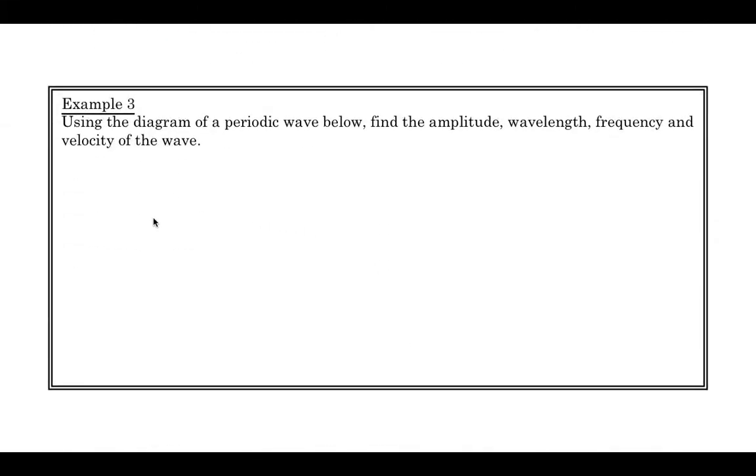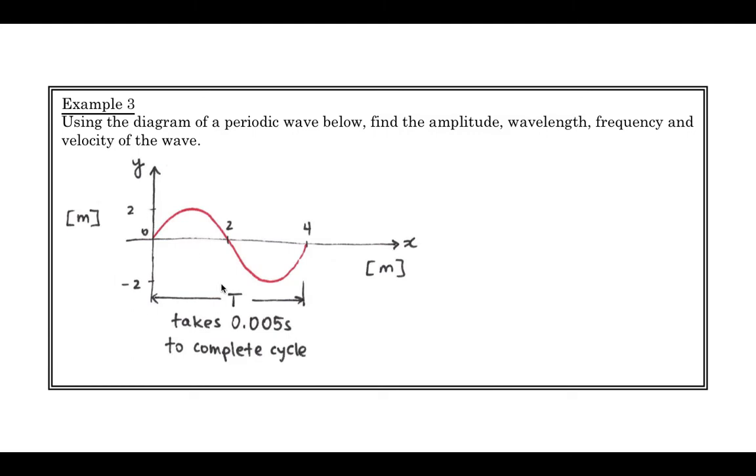Example 2, use the diagram of the periodic wave below, which here it is. I think it's already in your notes. Find the amplitude, the wavelength, the frequency, and the velocity. So first of all, the amplitude of this wave, we're going to solve by inspection. And we can basically take the wavelength and solve that by inspection as well. But here, because we start at 0, and we go to a maximum of 2, and then back to 0, and we go to a minimum of -2, the amplitude is 2 meters.